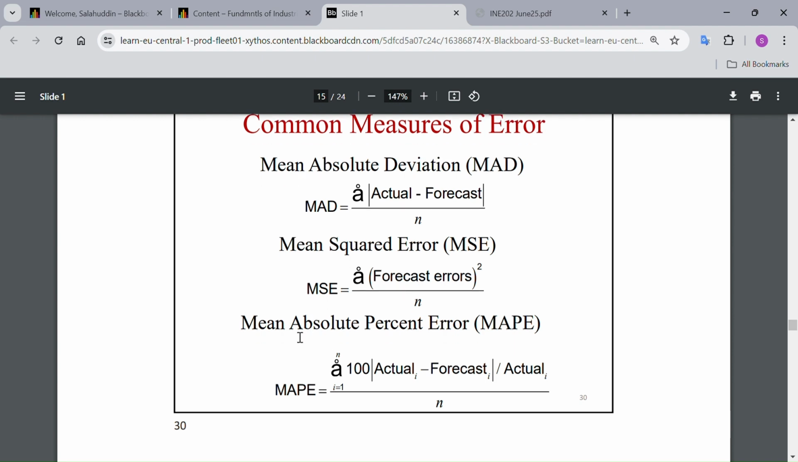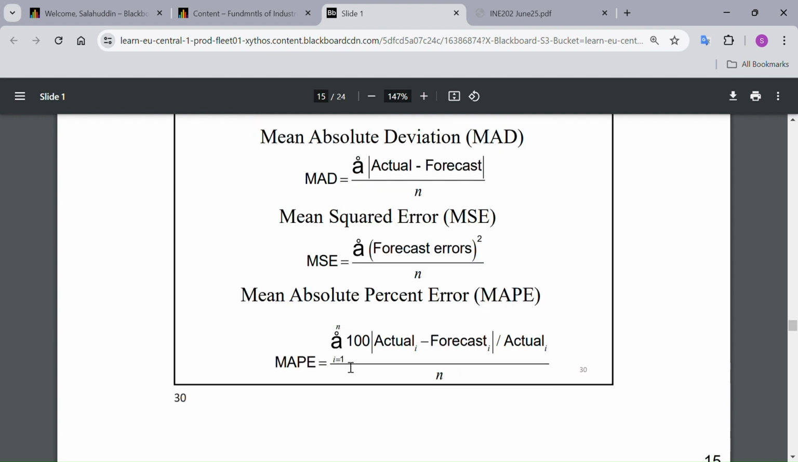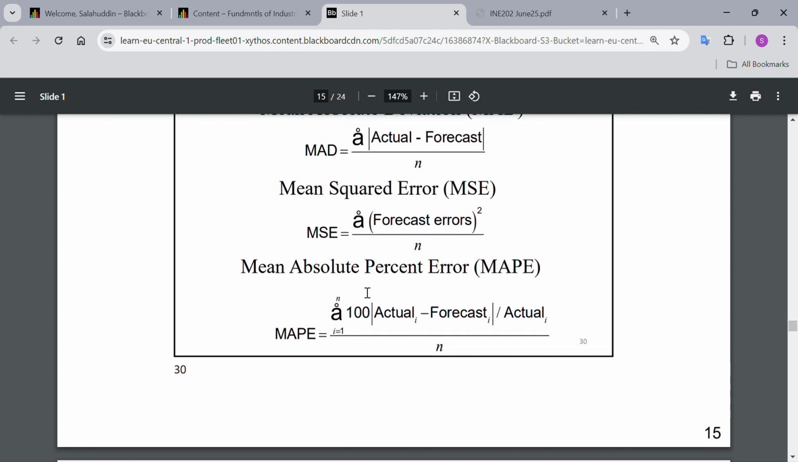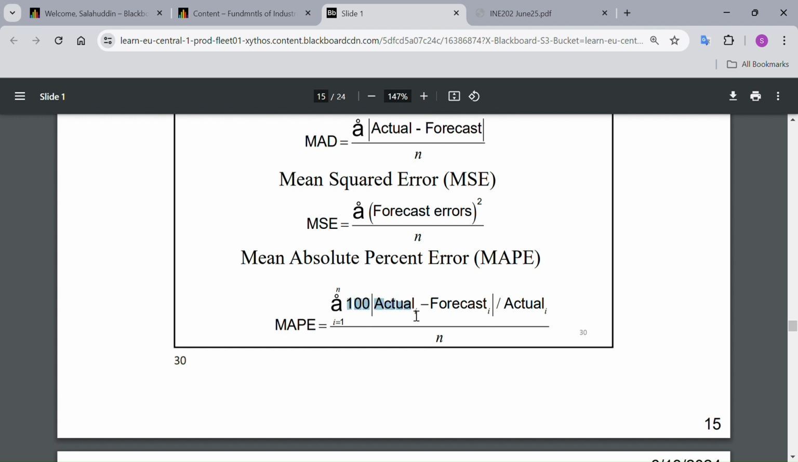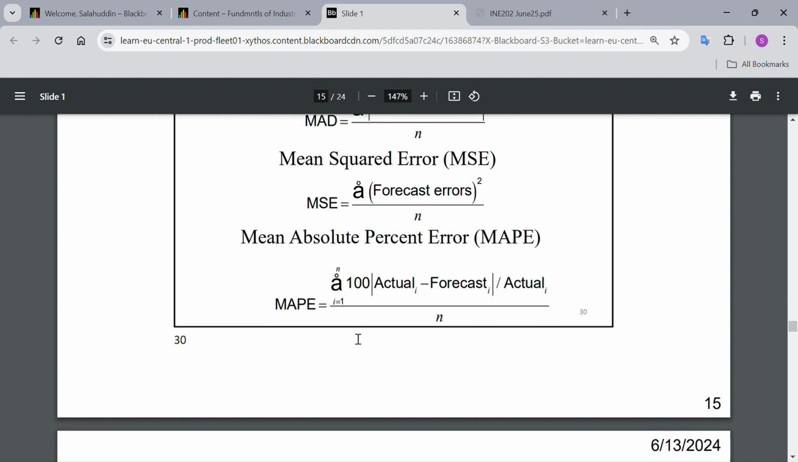And then we have the mean absolute percent error, MAPE, which is basically the summation of the actual value minus the forecast, divided by the actual, and divided by n, and this is all summed. We also multiply by 100, so this is the mean absolute percent error. So this is basically the percent error. The value here is the percent error, and we are taking the mean absolute of the percent error.